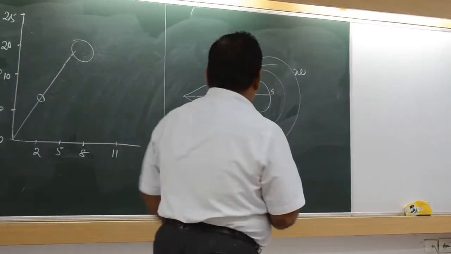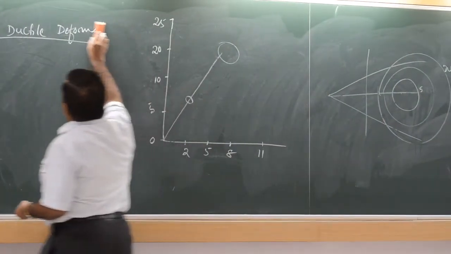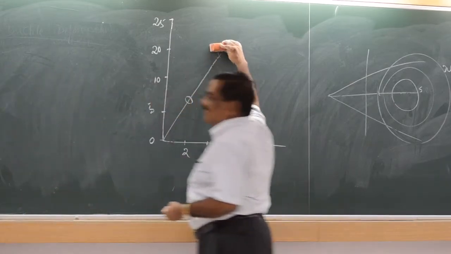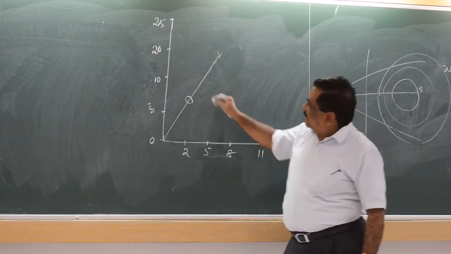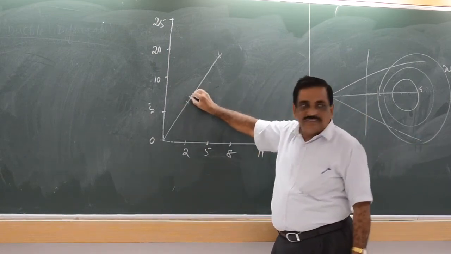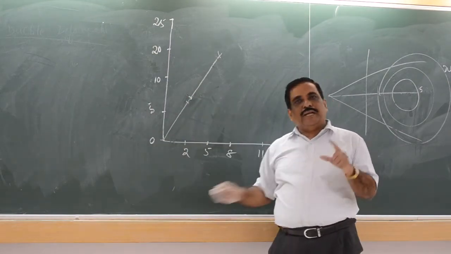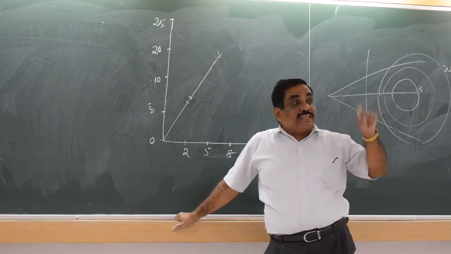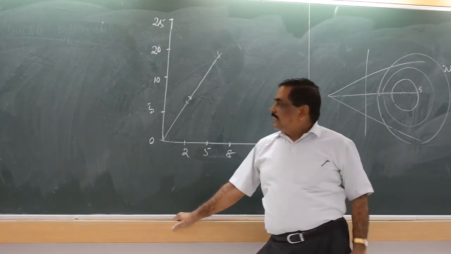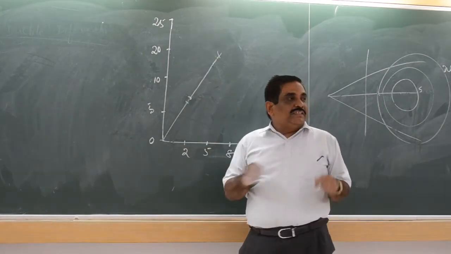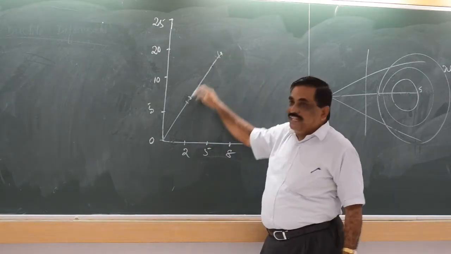Did you understand or not? Point is, you must have also read this thing. If you remove the stress, you come back to the original position. You have read this thing? A spring, like you experiment. Right? That means what does it mean? It means the strain is recoverable. Within this range, the strain is recoverable.